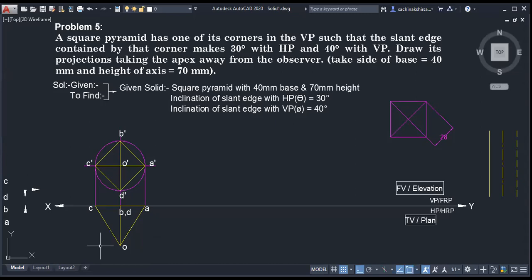Up to this, any problem? So the base we have drawn, we have joined its apex with all the corners, and then we have drawn its top view. Correct. Now sir, what height have you taken? 70 mm. Height is 70, no? It is given in the problem statement.